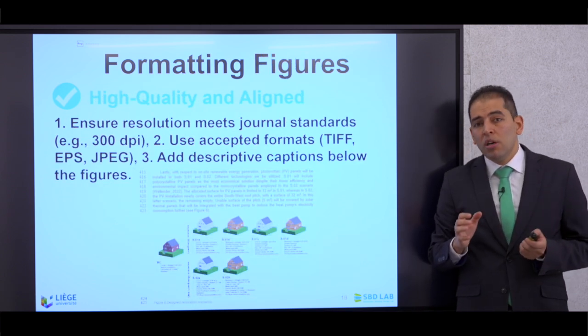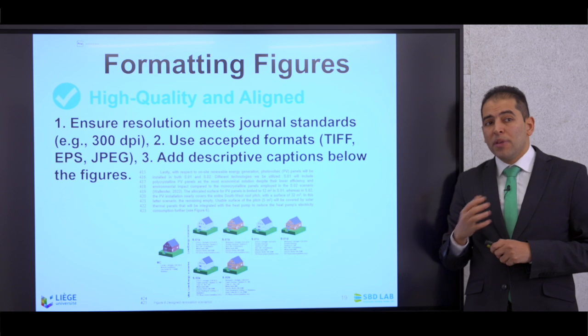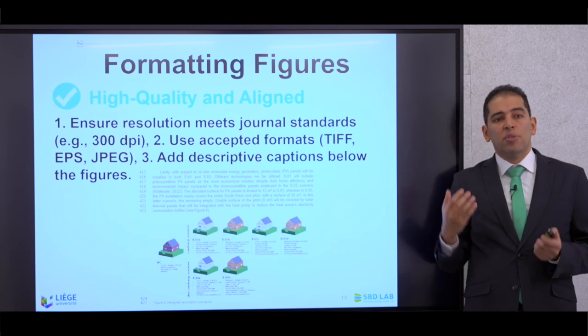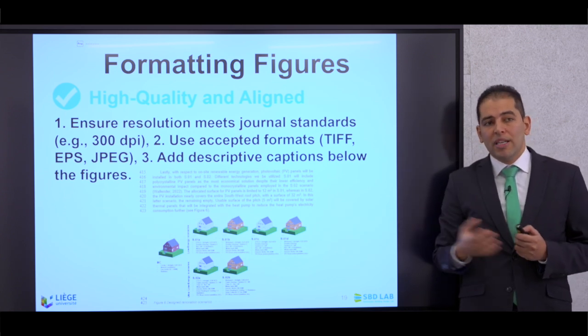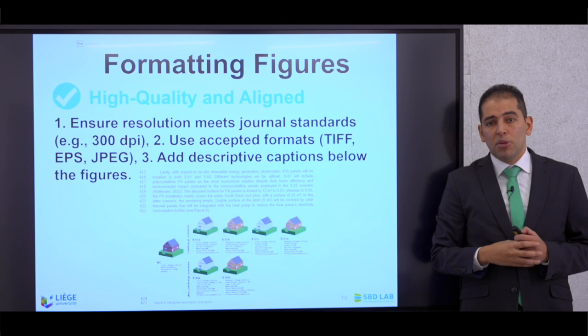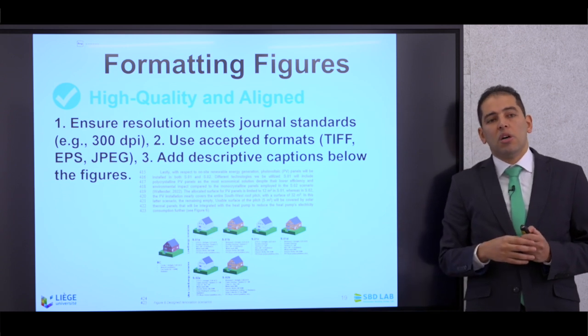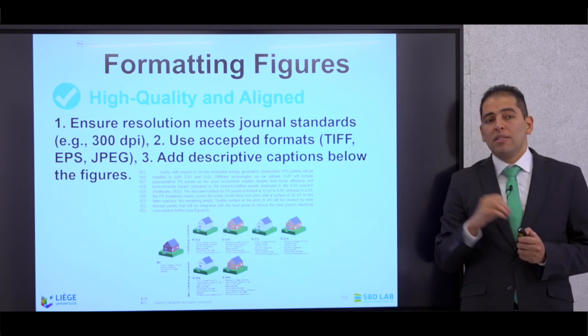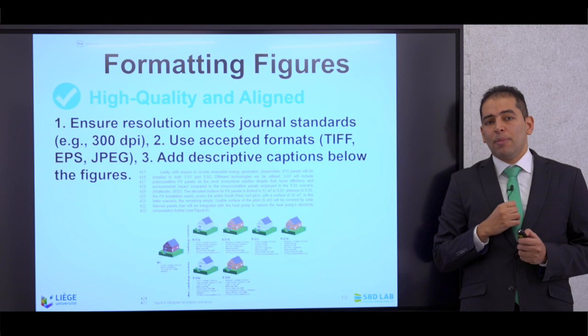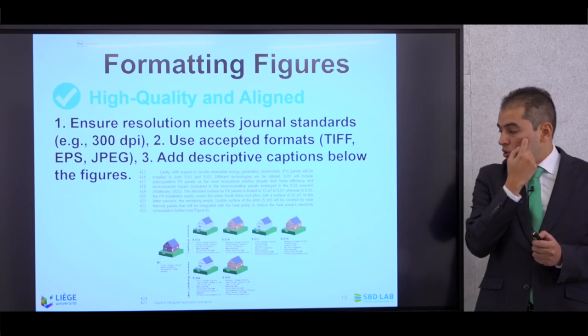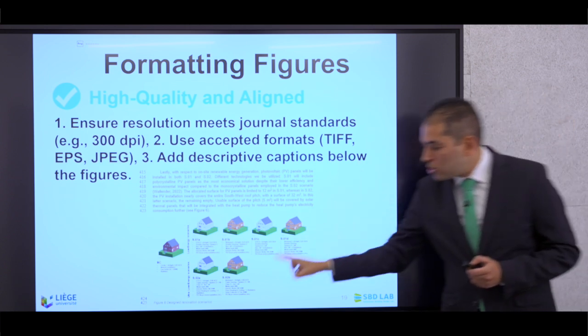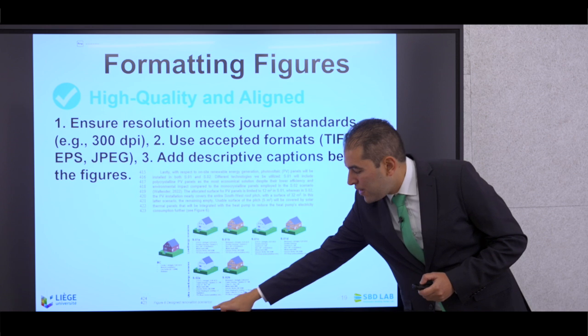Moving now to figures, make sure that your figures have high resolution. They are in JPEG or TIFF or EPS format, minimum 300 dpi. Some journals require 600 dpi. Use accepted formats. Add descriptive captions below the figures. So here when we talk about figures, we put the captions under. So here this is figure 6.